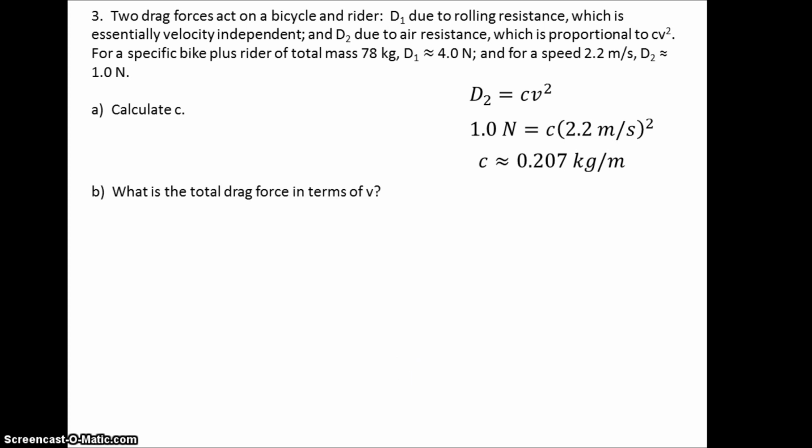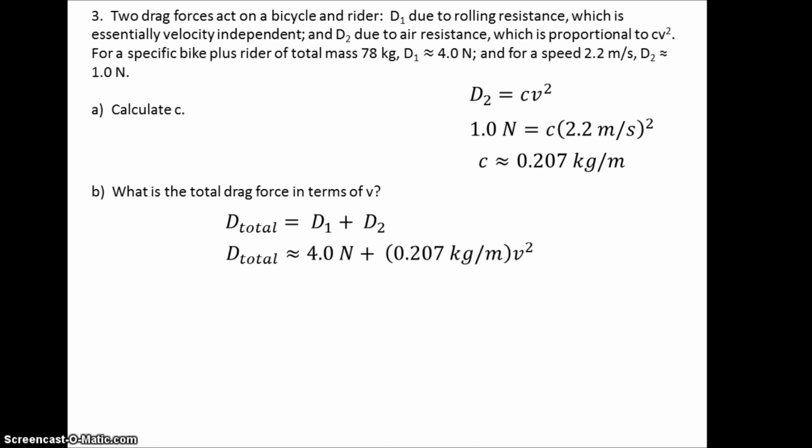Part B, what is the total drag in terms of v? Well, the total drag is going to be D1 plus D2. Plug in D1 is 4 newtons, and the cv squared, plug in as c is 0.207. We get the total drag to be approximately 4 newtons plus 0.207 v squared.